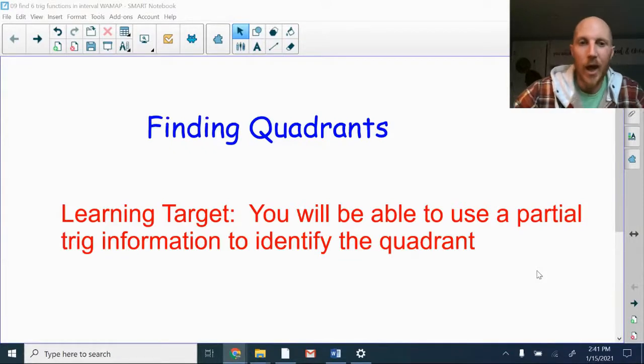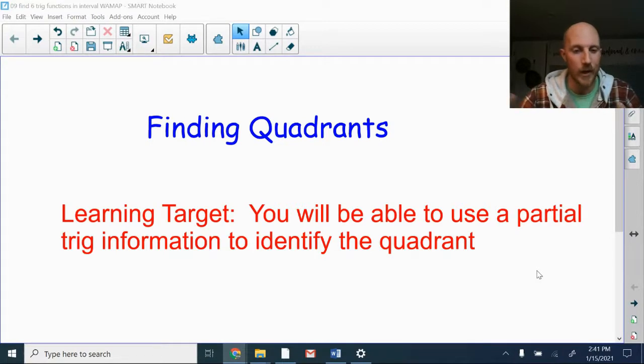Good morning, pre-calc. Today we're going to look at finding quadrants, and our learning target is that you'll be able to use some partial trig information in order to identify the quadrant, even if we don't have enough information to fully identify what angle might be referred to.